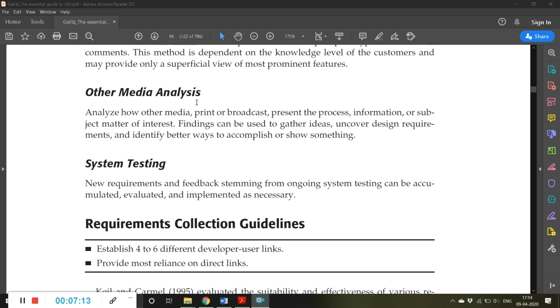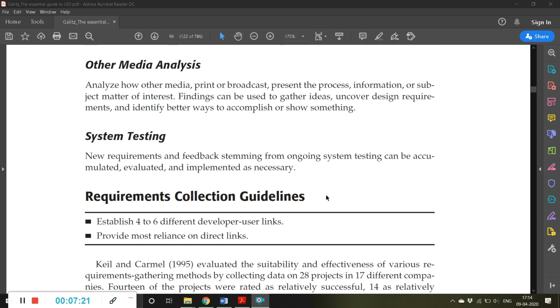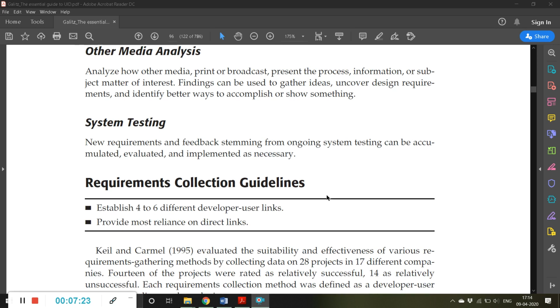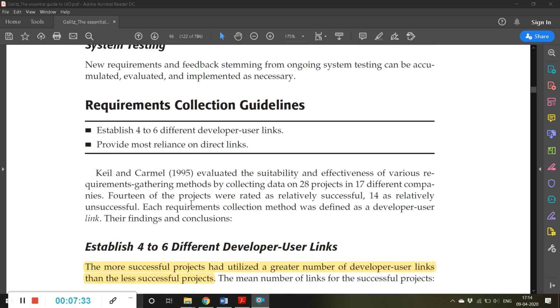Then other media analysis. Okay, analyze how other media, print or broadcast, present the process information. So if you have developed something very interesting, then definitely the media talks about it. So many websites may talk about that.